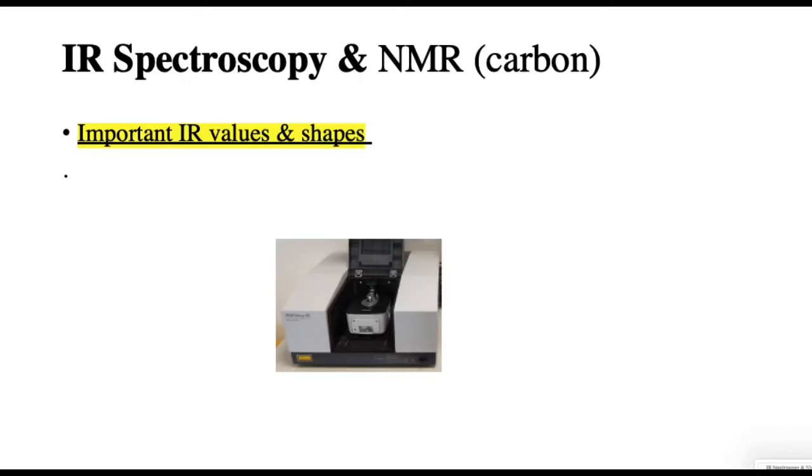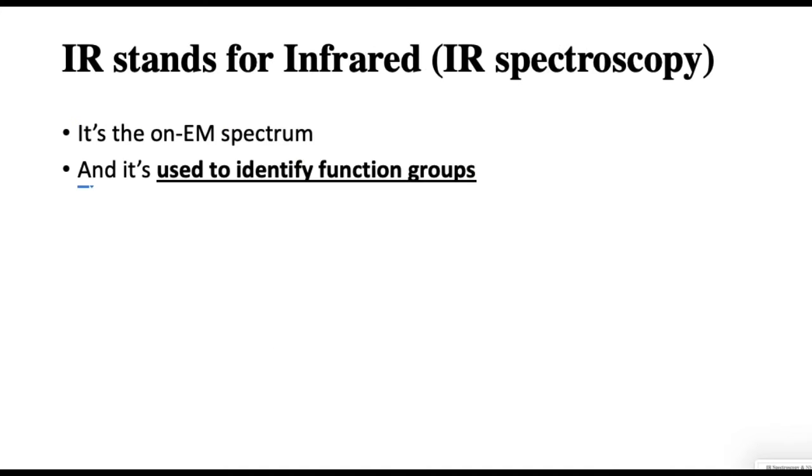We'll be going over IR spectra. This is an IR machine, and we're also going to talk about NMR, in particular carbon NMR. IR stands for infrared spectroscopy. It's located on the electromagnetic spectrum, and it's used for identifying functional groups.